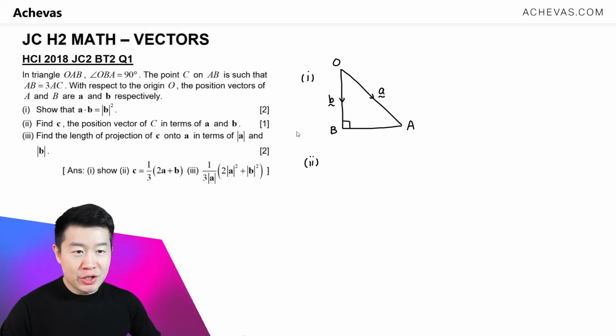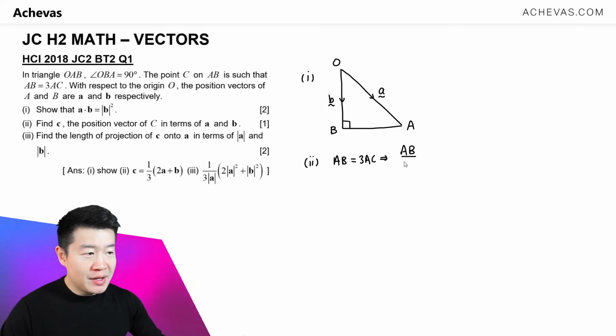In part 2, a 1-mark question, we are supposed to quote the position vector of C. And according to the question, AB is equal to 3AC. What I personally like to do, instead of seeing it as AB is equal to 3AC, sometimes I would like to see this in the form of a ratio instead. So if I can re-express this, AB over AC is equal to 3 over 1. So AB is to AC is of the ratio 3 is to 1. And if I were to just plug C here, that means AB is going to be 3 proportions, AC is going to be 1 proportion, which makes BC 2 proportions.